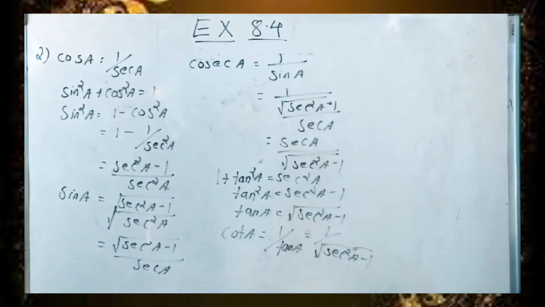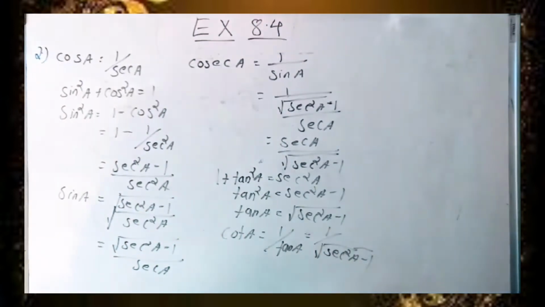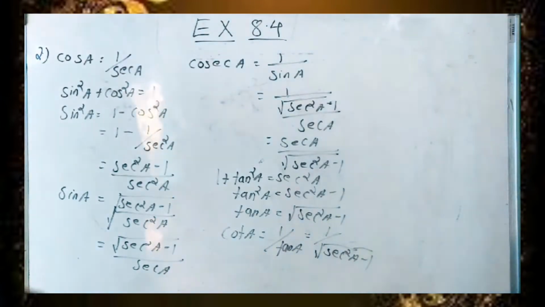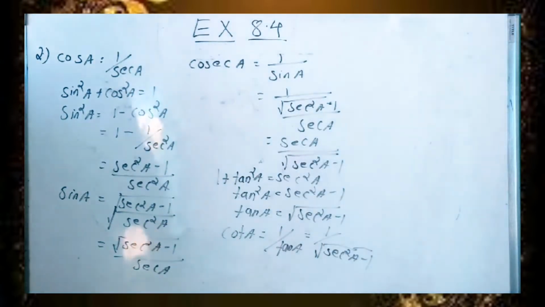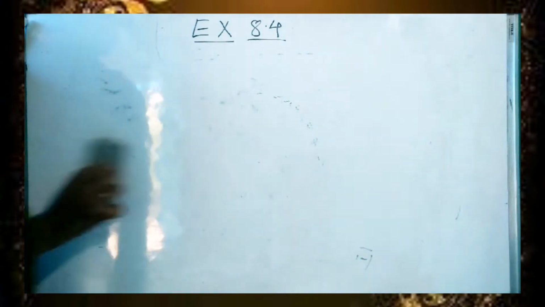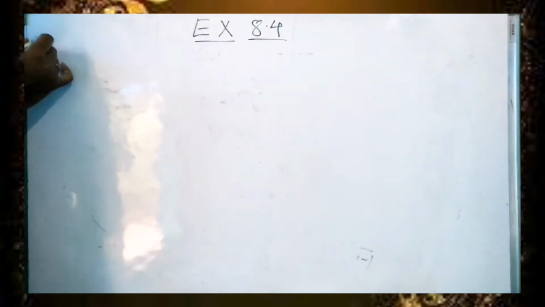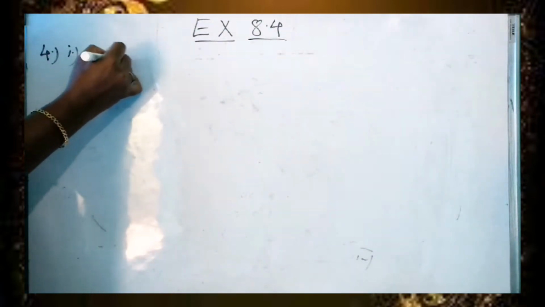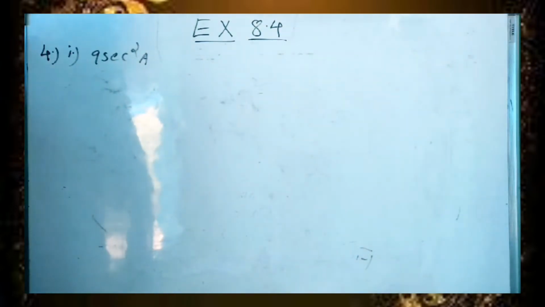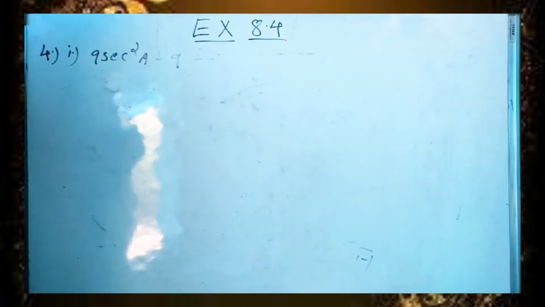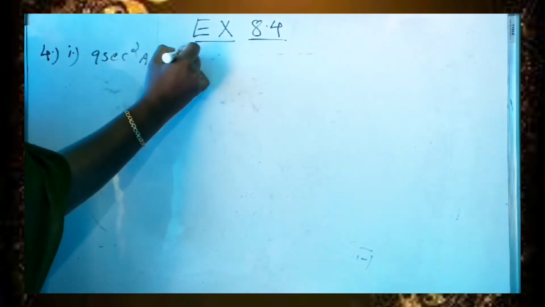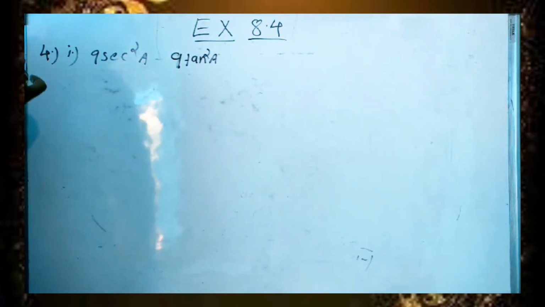Now fourth question, choose the correct option, justify your choice. That is our question. So the first sub question, 9 sec square A minus 9 tan square A equal to, we need to choose the correct option.